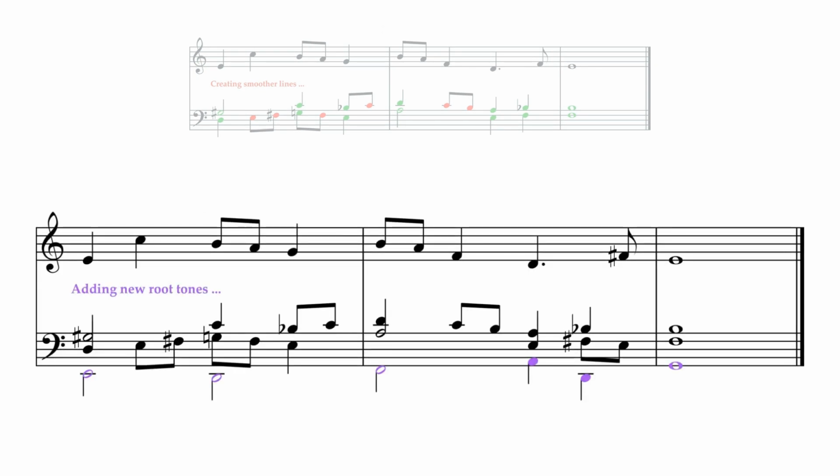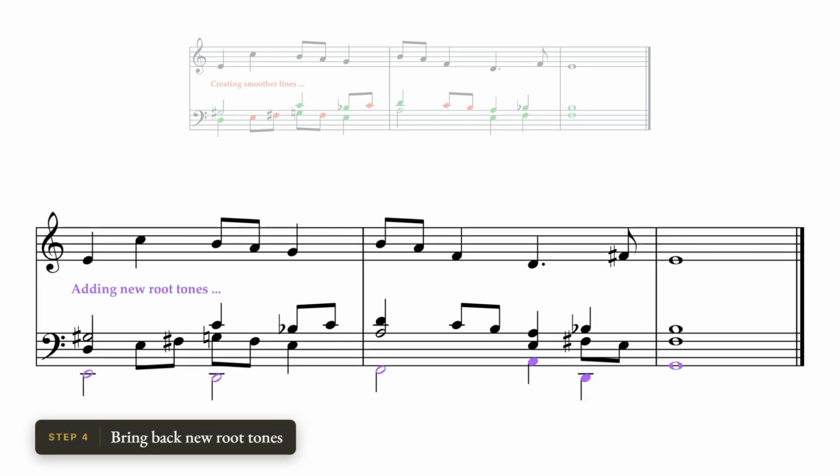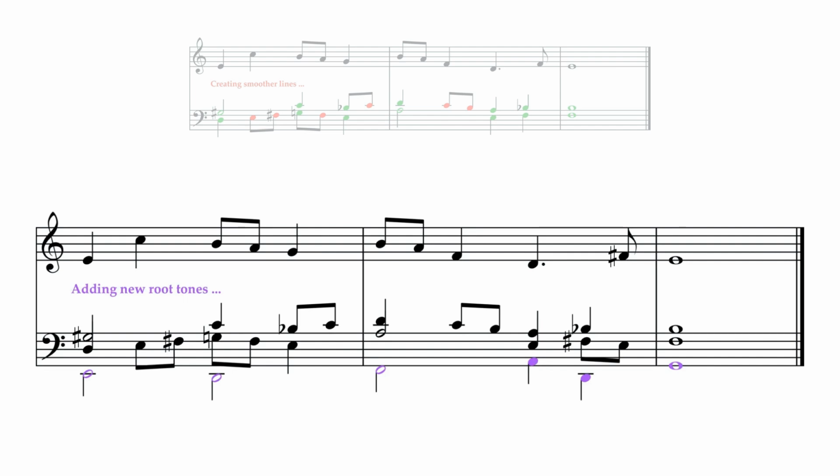And now let's bring back some musical context by bringing back root tones. But as you will see in purple, I use different root tones that now line up very nicely with the 5 and the 6 intervals that I picked in the previous step.